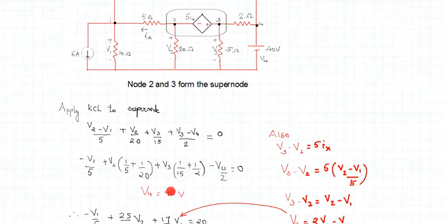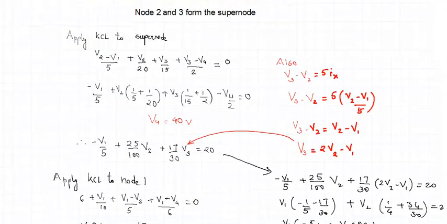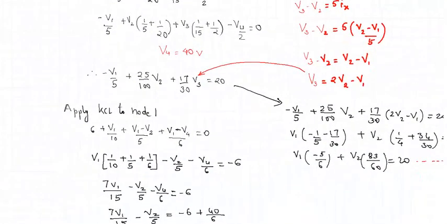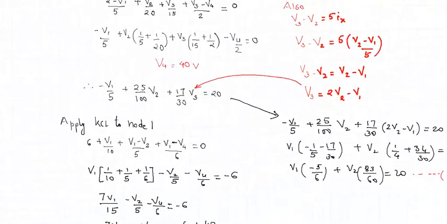I have substituted V4 here. I know now V3 in terms of V2 and V1, right? So I'll substitute V3 as 2V2 minus V1, correct? And I get an equation which is in terms of only V1 and V2. With V4 as 40, I get an equation only in terms of V1 and V2. So this is what we obtained by applying KCL to the supernode.